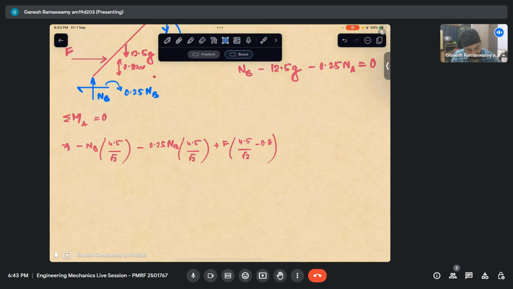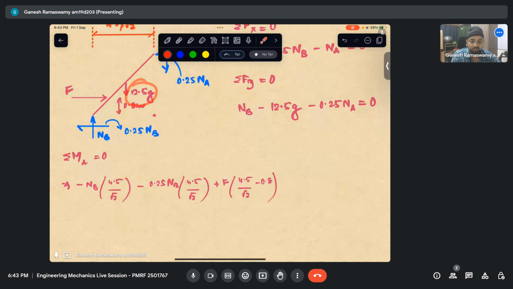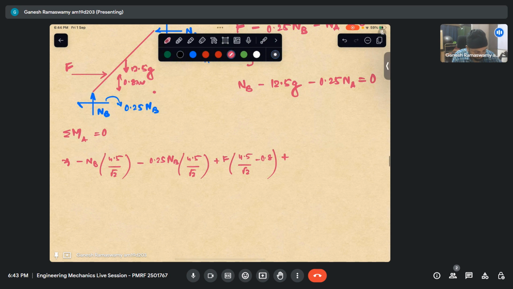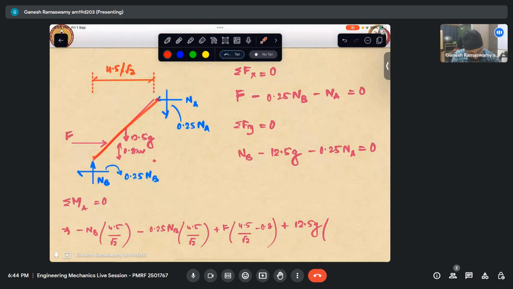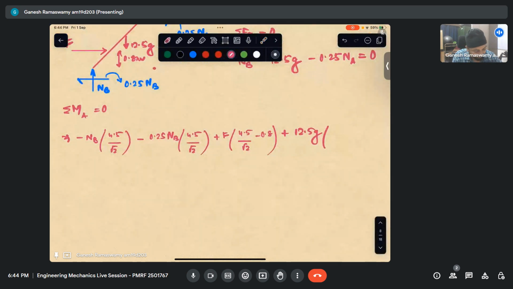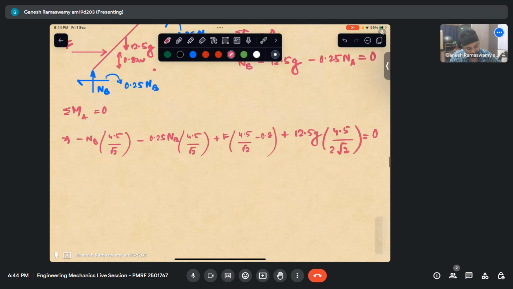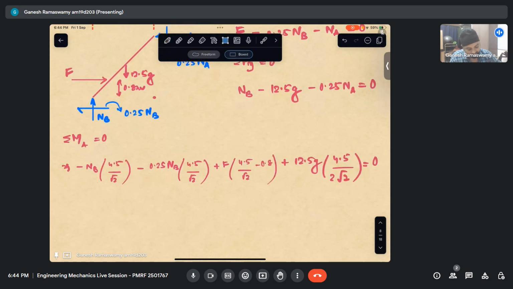Now the only force left is this weight. So that weight will create an anti-clockwise moment, which is 12.5 G into, since the weight is acting at the center, this will be my lever arm, which is half of 4.5 by root 2, which is nothing but 4.5 by 2 root 2, equals 0. Now I just need to arrange these equations. So let me just put these equations here, copy them again.